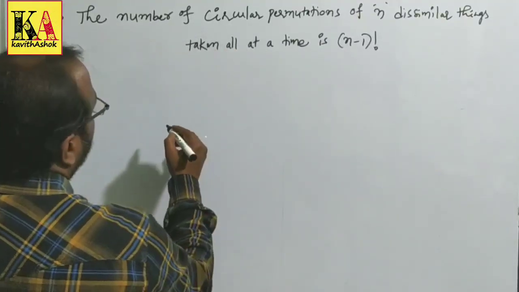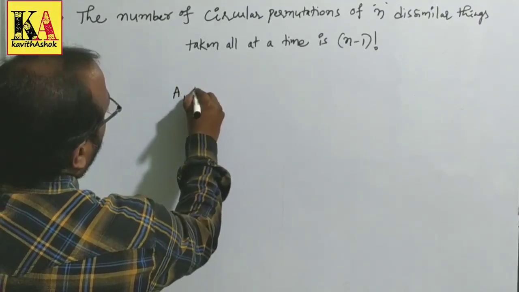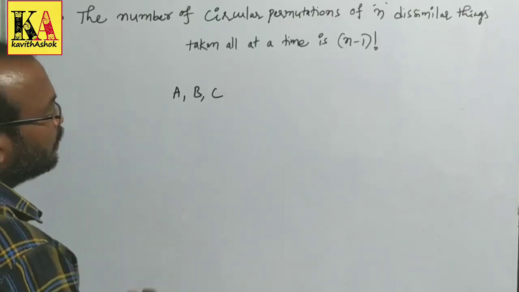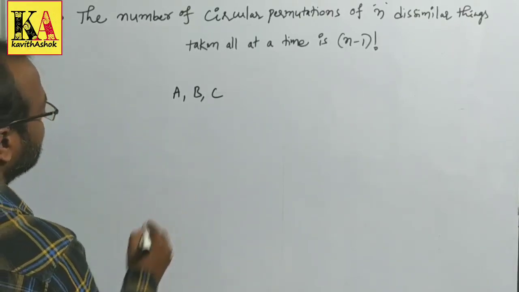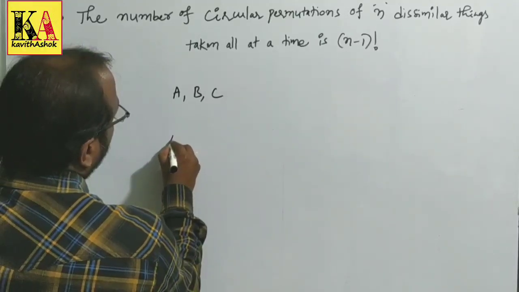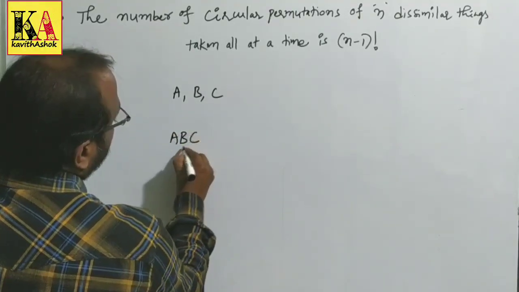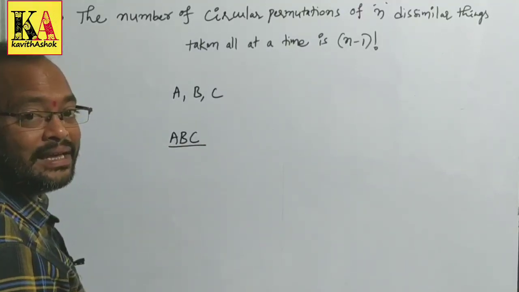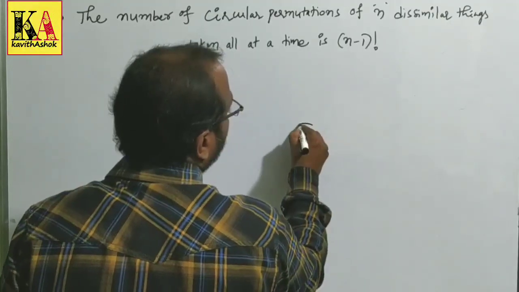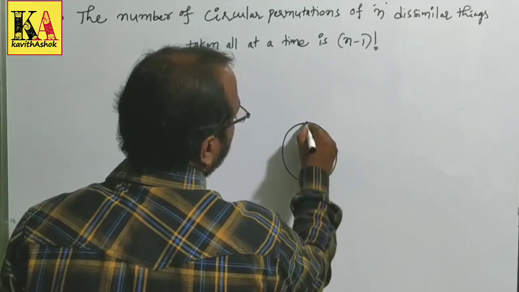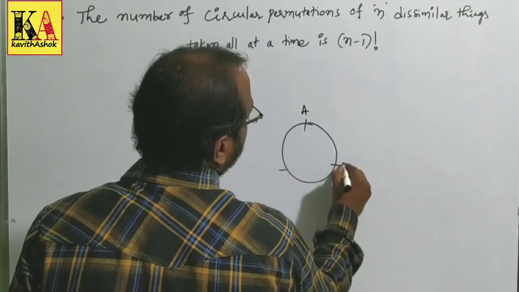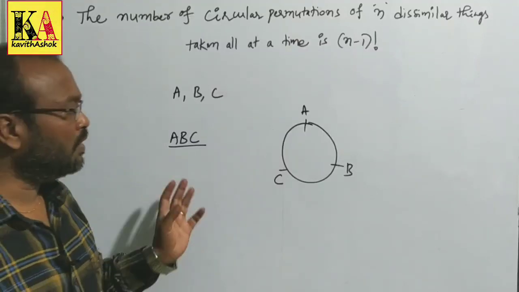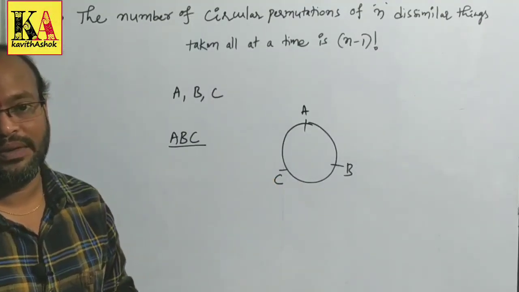Suppose we want to arrange A, B, C in a circular permutation. Before that, if we arrange them in a linear permutation, look here: A, B, C, we are arranging in a line, so this is a linear permutation. If we arrange the same members in a circle, A is here, B is here and C is here. So what is the difference between these two? If we know the difference, then the problems will be very easy.